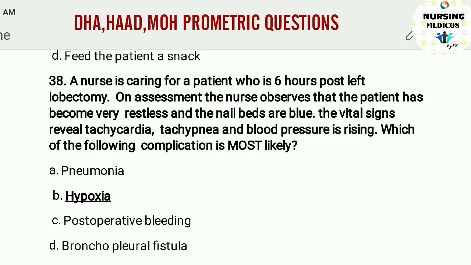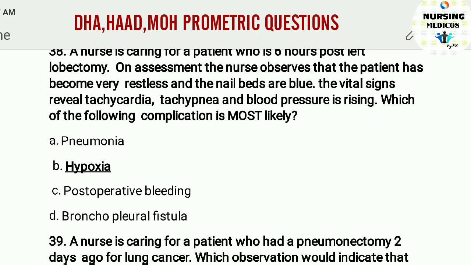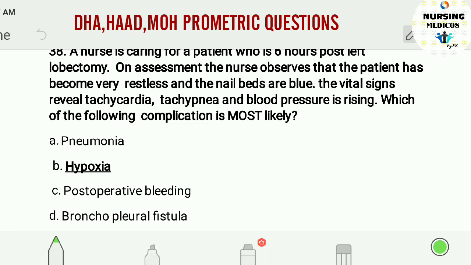Okay, next question 38. A nurse is caring for a patient who is 6 hours post left lobectomy. On assessment, the nurse observed that the patient has become very restless and nail beds are blue. The vital signs: tachycardia, tachypnea, blood pressure is rising. Which of the following complications is most likely? Option A, pneumonia. B, hypoxia. C, postoperative bleeding. And option D is bronchopleural fistula. So our answer will be hypoxia.